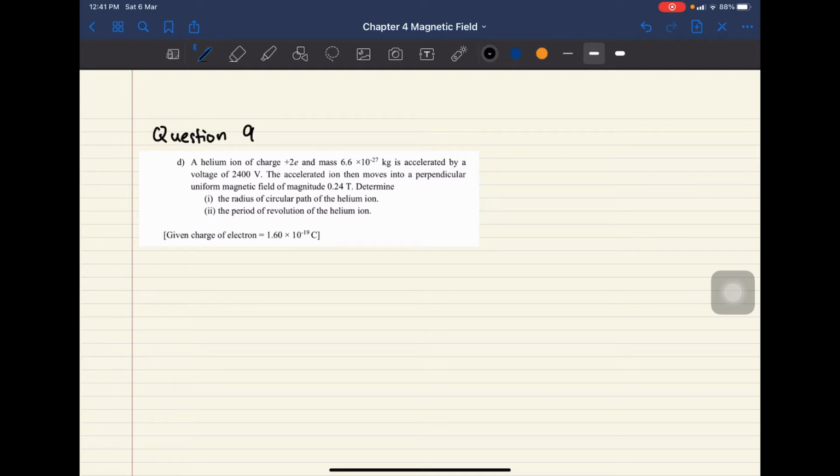Okay, for question number 9D, a helium ion of charge positive 2 electron and a mass of 6.6 times 10 to the power of negative 27 kilogram is accelerated by a voltage of 2400 volt.